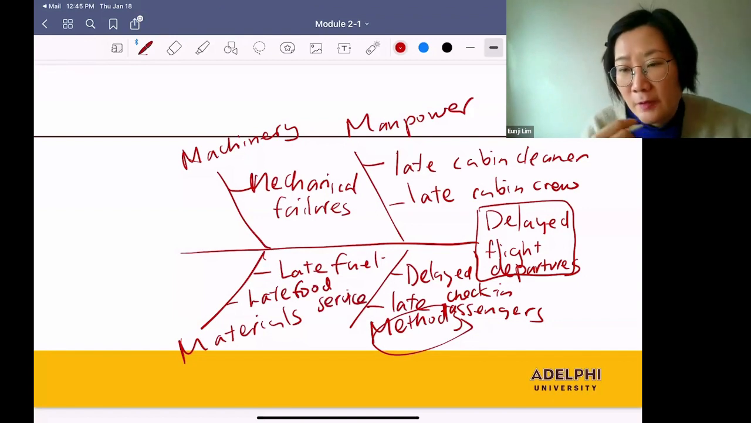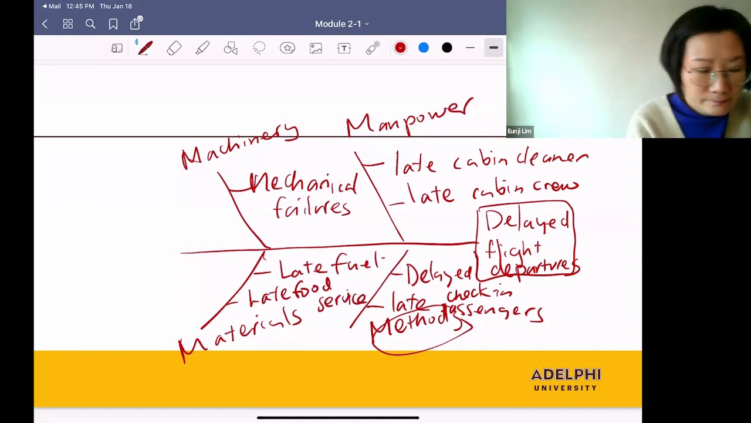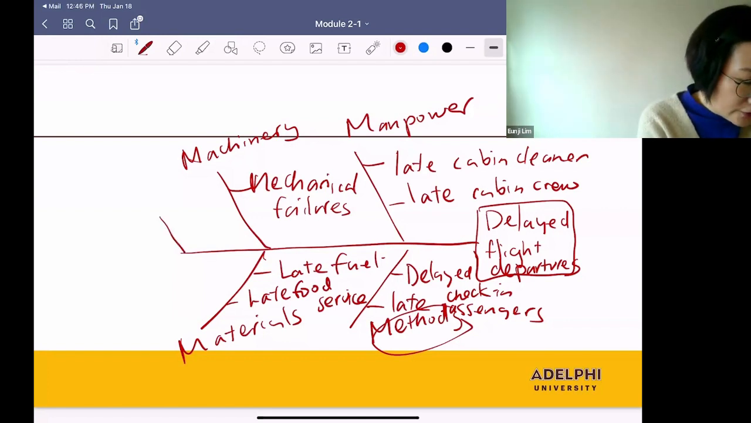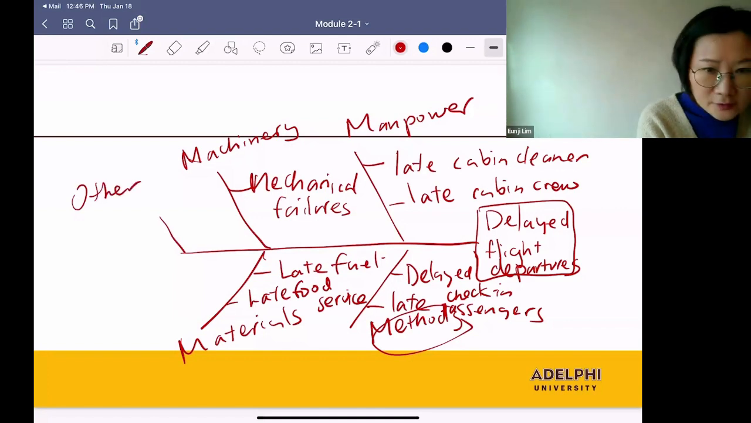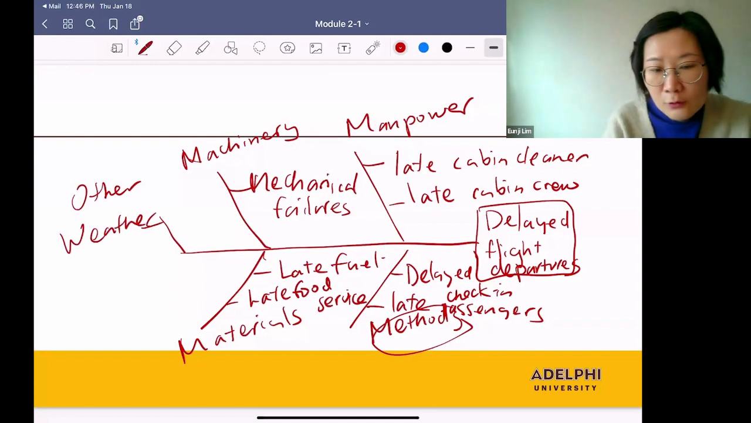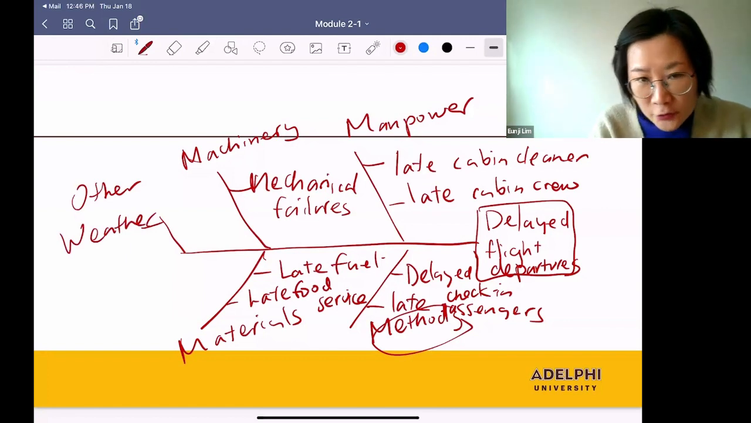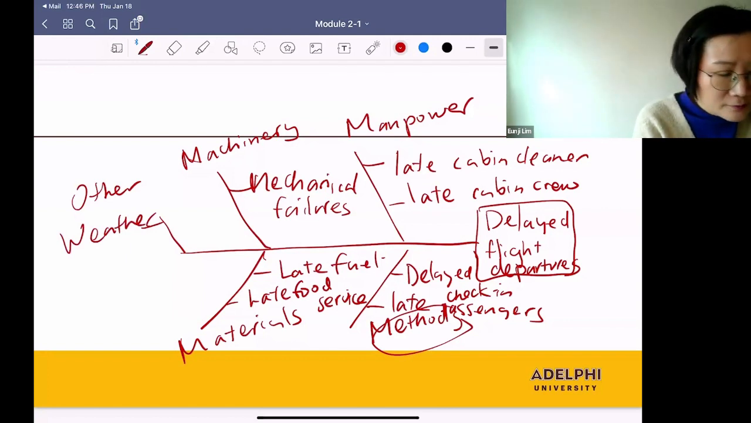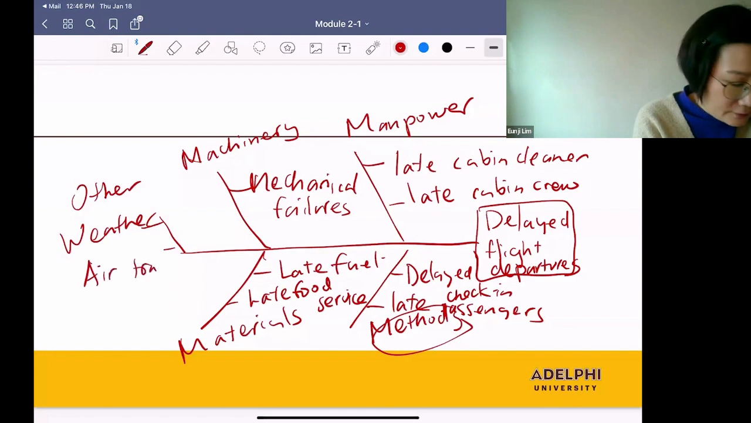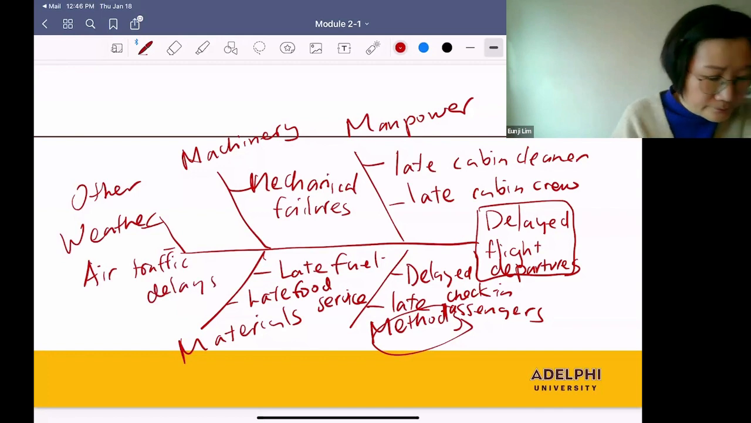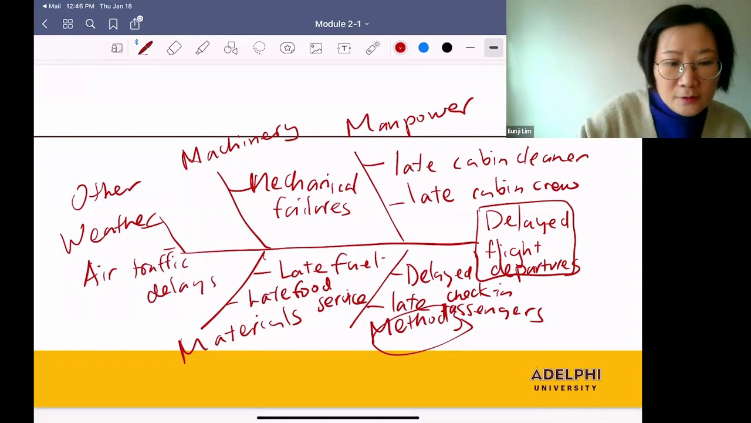So how about this? Is there any weather problems? Weather doesn't belong to any of these. So you can create another category, other, and then list weather. Or are there any delays in the air traffic? Air traffic doesn't belong to the 4Ms, so you can list it under other. Air traffic delays. So this is the fish diagram.